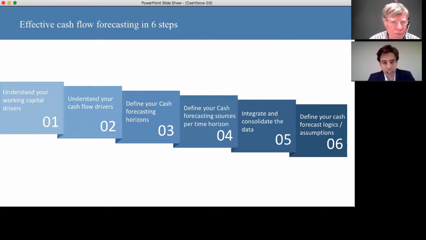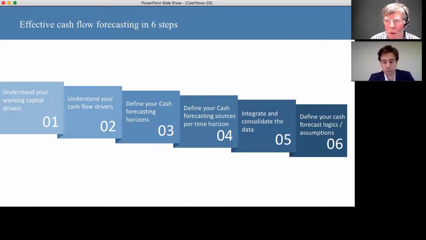Well, Jack, if you look to how we typically try to approach better cash flow forecasting, we look at it as constructing a process that's effective, efficient, and that actually leads us to more accurate cash flow forecasting in a shorter amount of time. But what are these 6 steps?